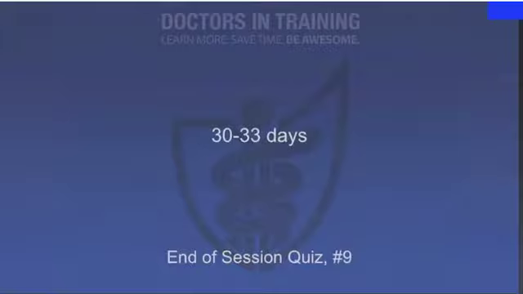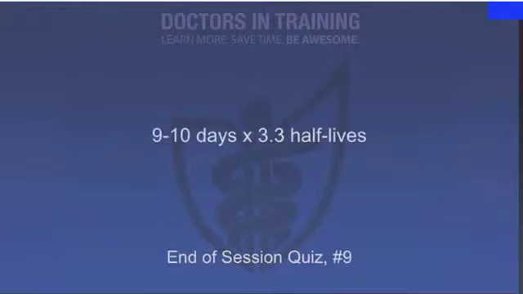Levothyroxine, the treatment for hypothyroidism, has a half-life of 9 to 10 days when a patient is in a hypothyroid state. How long will it take to arrive at 90% of its steady state concentration? Well, the answer is about 30 to 33 days. So how did we get to that? Well, 9 to 10 days times 3.3 half-lives, which is the number of half-lives to reach 90% of steady state.